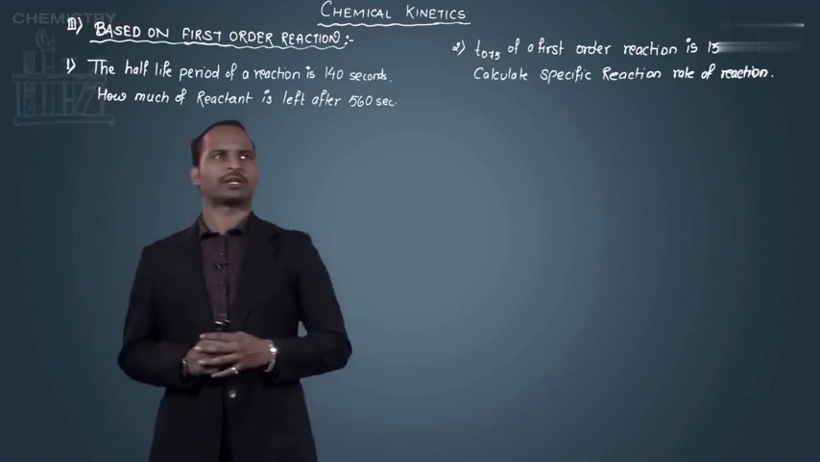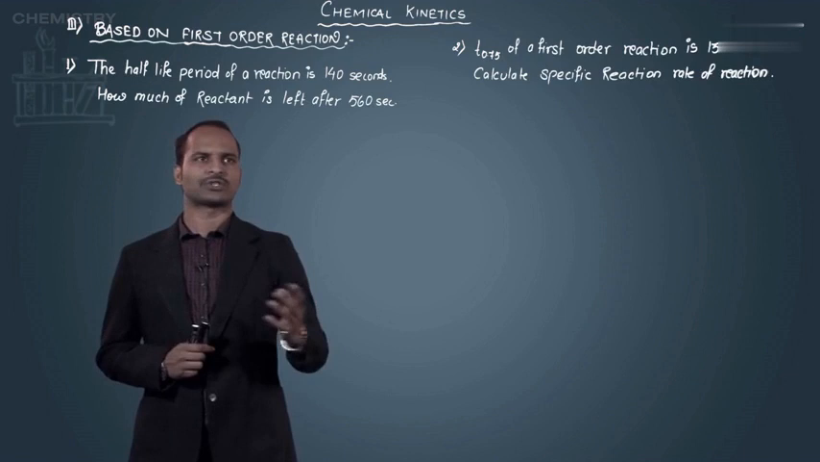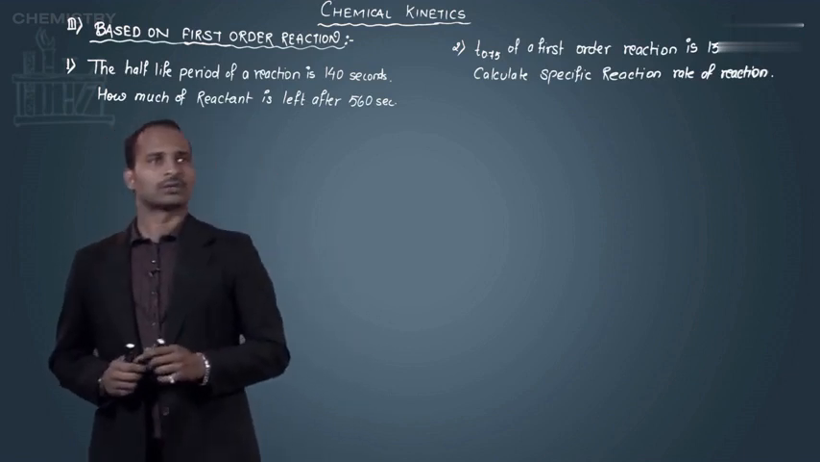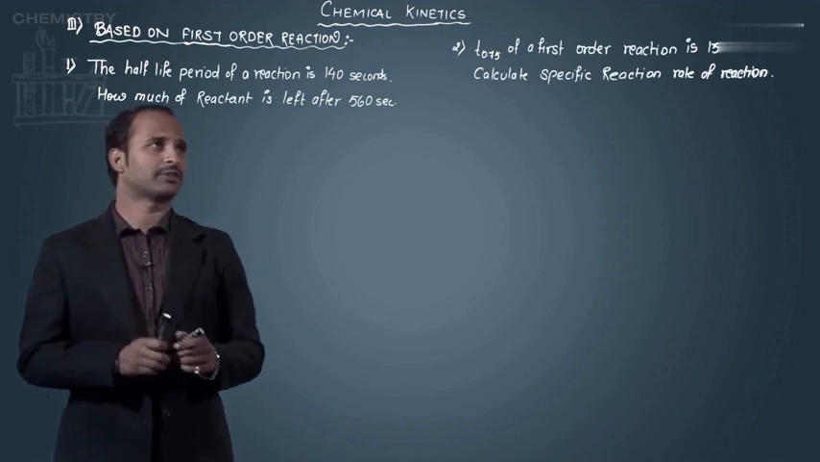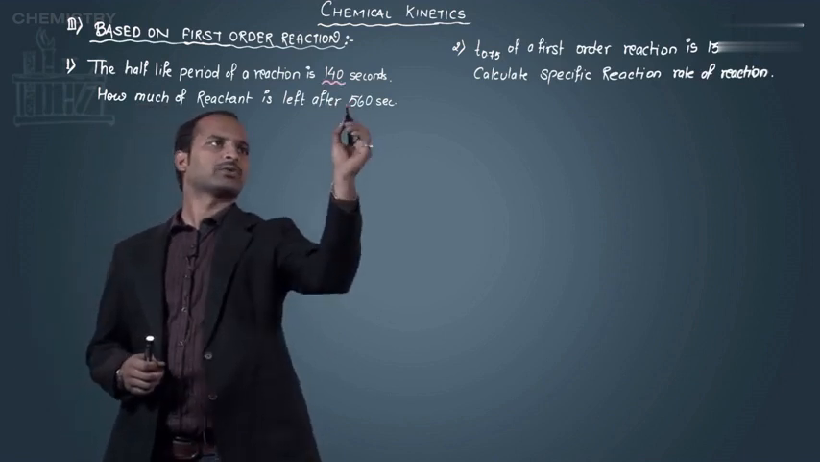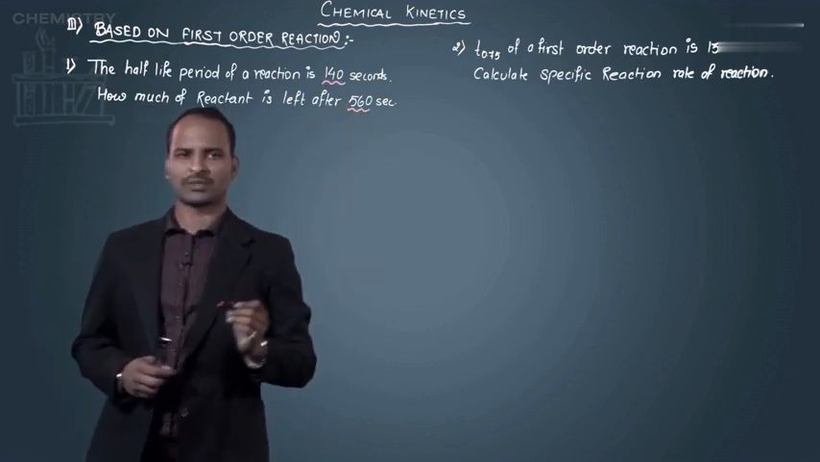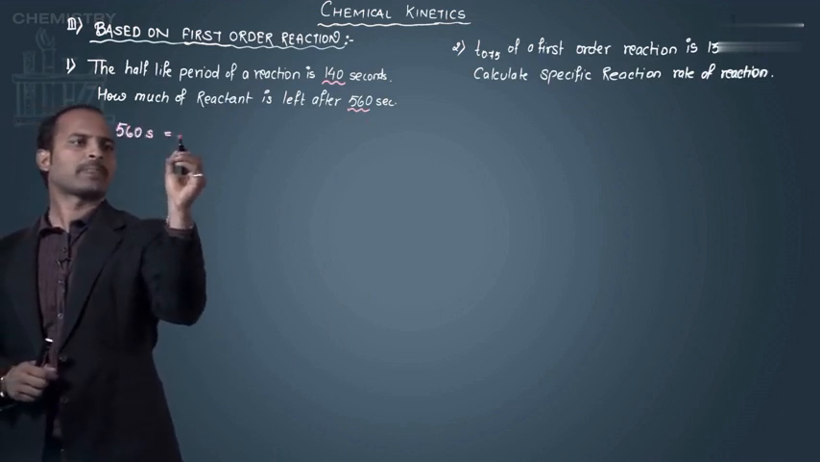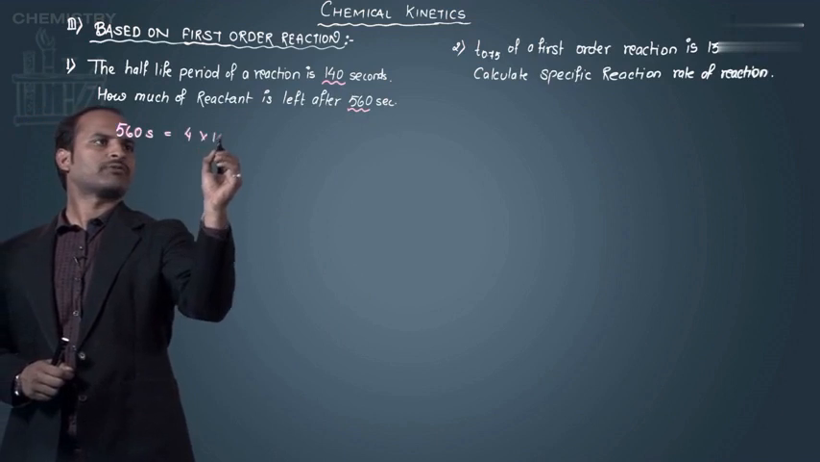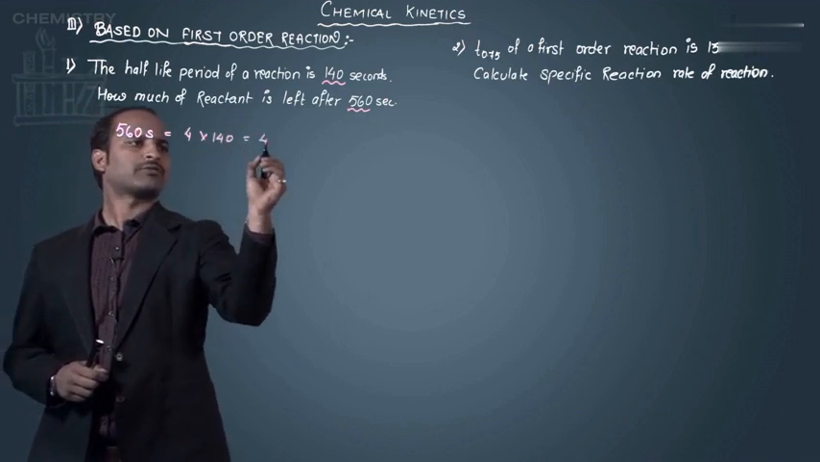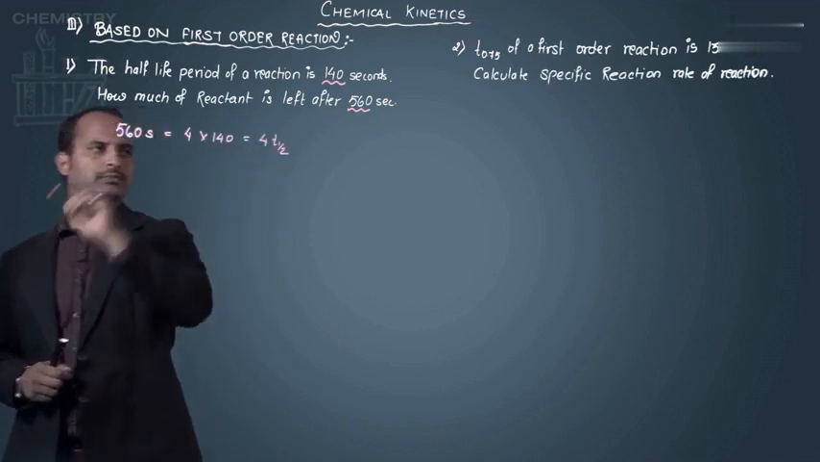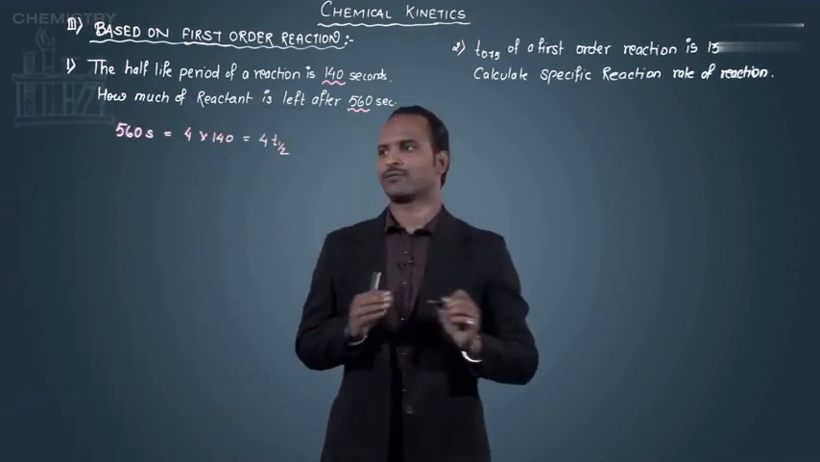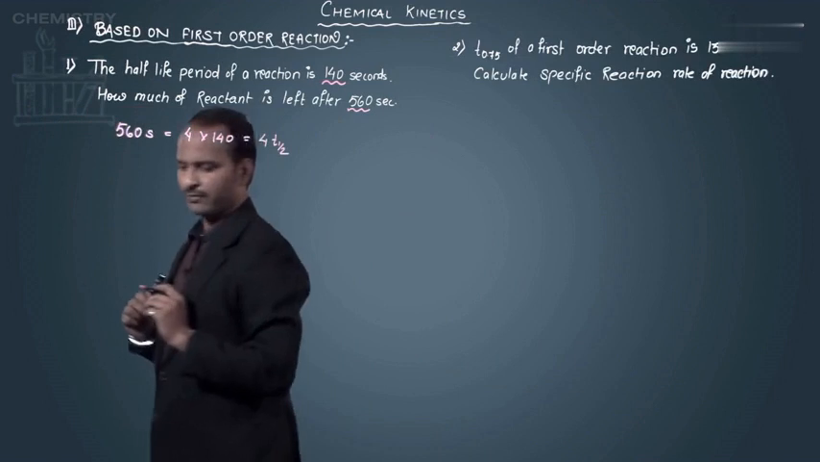The half-life period of a reaction is 140 seconds. How much of the reactant is left after 560 seconds? So the half-life period is 140 and the total time is given as 560. So here I can say 560 seconds is equal to 4 into 140, that is, 4 half-lives. So ultimately they wanted to know the amount of reactant left after 4 half-lives.